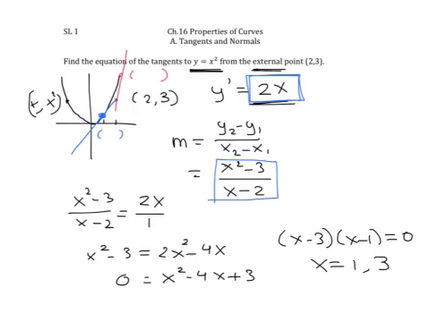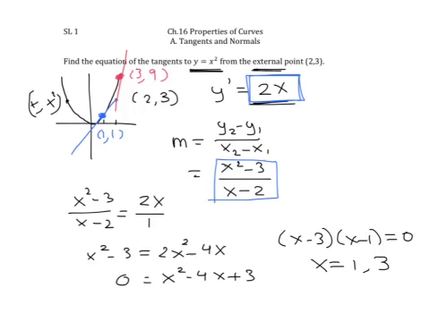Awesome. So when x is equal to 1, that must be this blue dot. When x is equal to 3, that must be this red dot. So when x is 1, the y value is 1 on this curve. When x is 3, the y value is x squared, so that has to be 9.